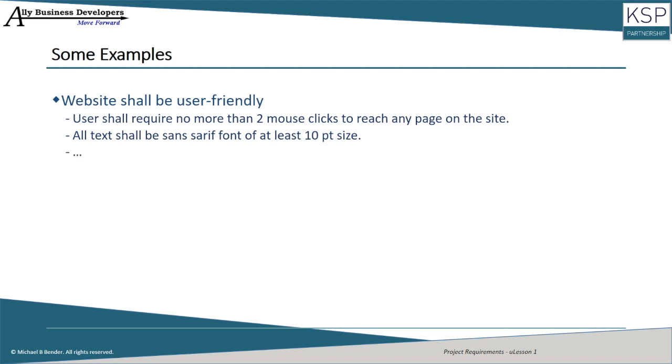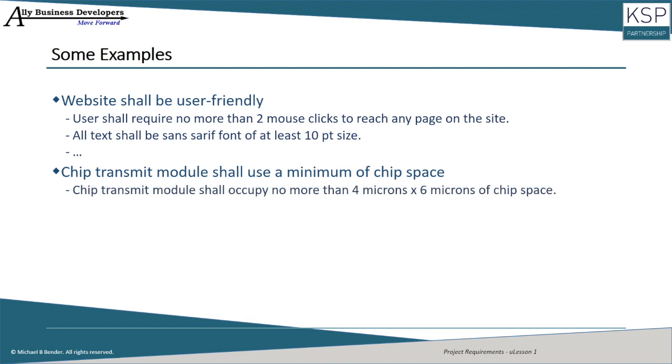Certainly, a few more requirements would be needed to achieve user-friendly, but I think you get the idea. Our next one is a bit easier to fix. The requirement, as written, is not specific nor testable. To fix this, we simply put size restrictions on how much space our transmitter module will take on the chip.